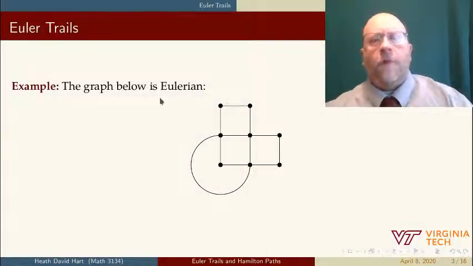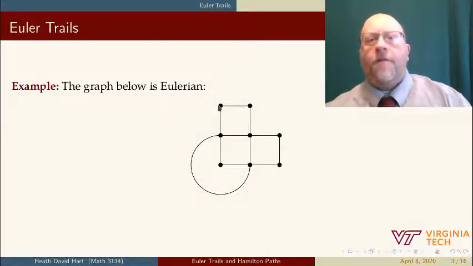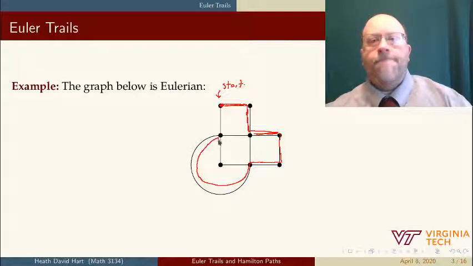This graph is Eulerian. I can pick a vertex and I can trace through every edge of the graph exactly one time and come back to this vertex. For example, I can trace this edge, then this edge, go around the border here, and then I'll go around the circle, and then around this square, and then back up.